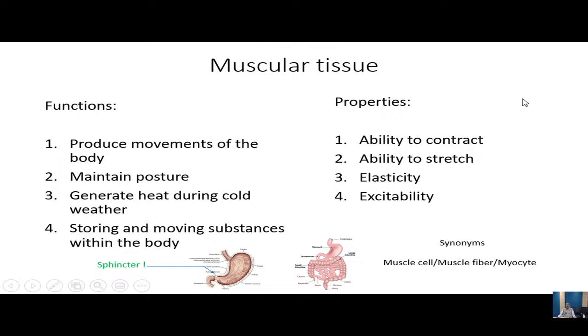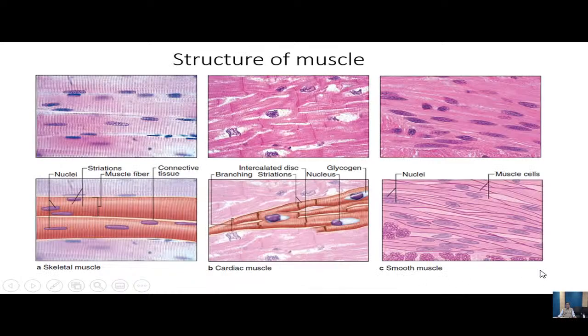So muscular tissue is made up of muscle cells, but remember, this muscle cell can also be called a muscle fiber. It can also be called a myocyte. So these three terms are interchangeable. So students, let us look at the structure of the muscle. Now this is the figure of a skeletal muscle.